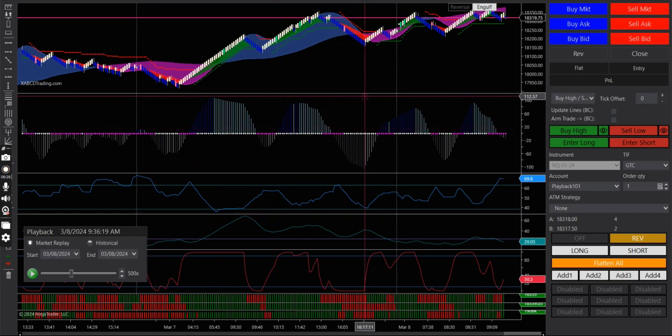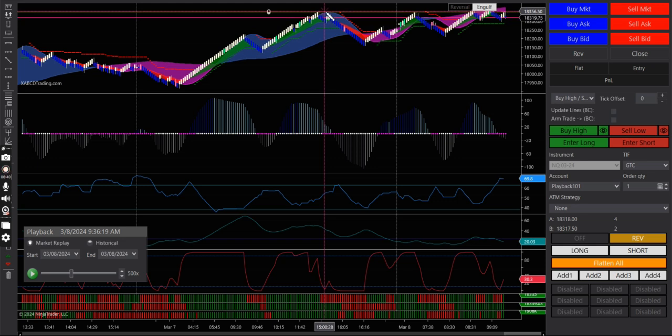So the market is a bit choppy here. So this is the prior, let me mark this. This would be the prior day high. That would be Thursday. So let me mark that. And this would be the prior day low right here.